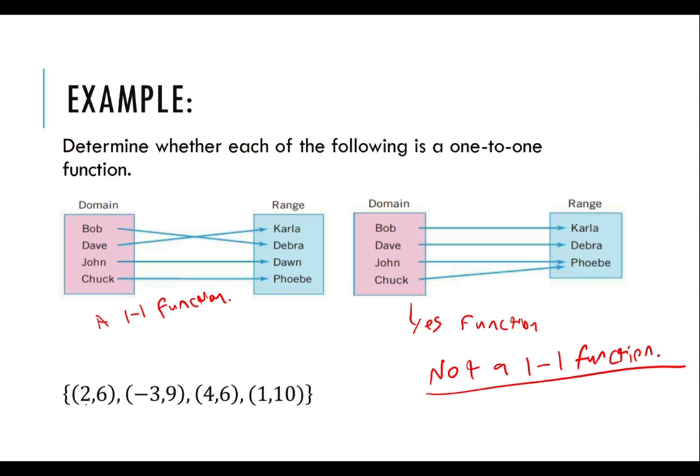Then let's check this one out. 2 goes to 6, -3 goes to 9, 4 goes to 6, and 1 goes to 10. If you're asking yourself, is it a function? The answer is yes, because the x values never repeat. But if you want to know, is it one-to-one? Well, look at the y values. Notice that 6 repeats here and here, which means this is not one-to-one.